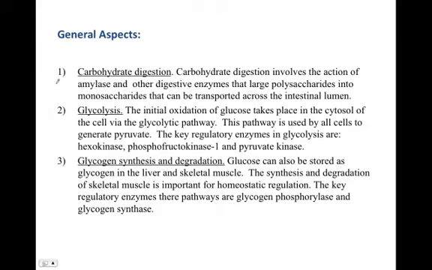Then we'll look at two alternative fates for glucose. First off, glycolysis. Glycolysis is the initial oxidation of glucose, and it takes place in the cytosol of the cell. The second pathway we'll talk about as an alternative for glucose is glycogen production, or synthesis, and we'll focus on the synthesis in the liver and the skeletal muscle. We'll also briefly talk about glycogen degradation.